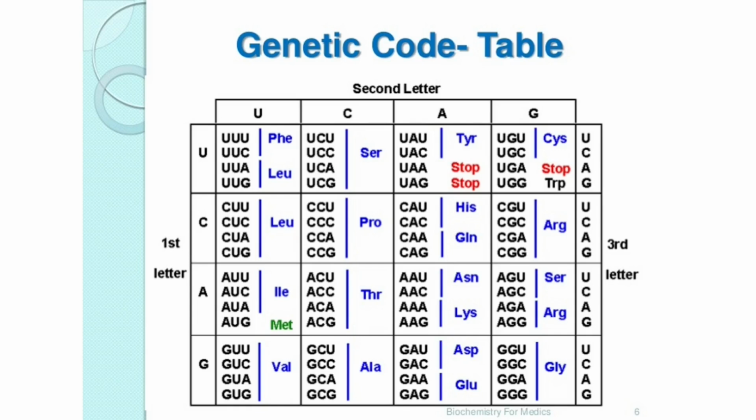So this is the genetic code. As you can see in the table, we are talking about the triplet codon. This is the first letter of the codon. This will correspond to the second letter of the codon. And then these are the third letters of the codon. So if you see, we have in total 64 codons. Let us see what the different types of these codons are.